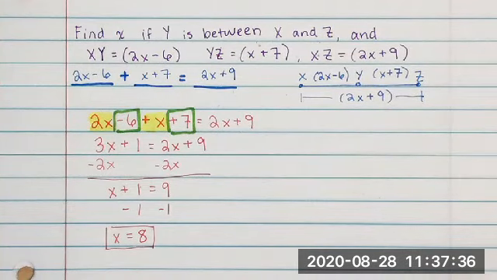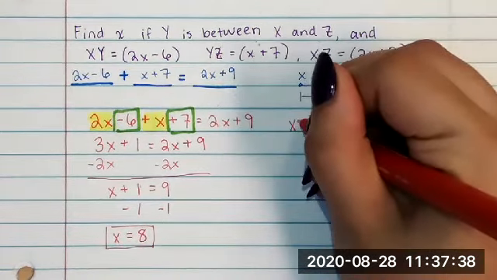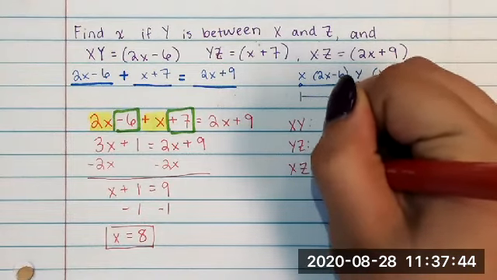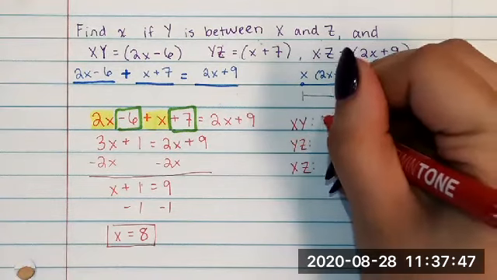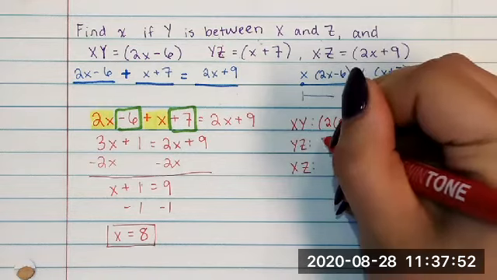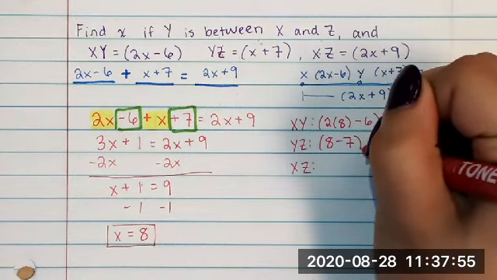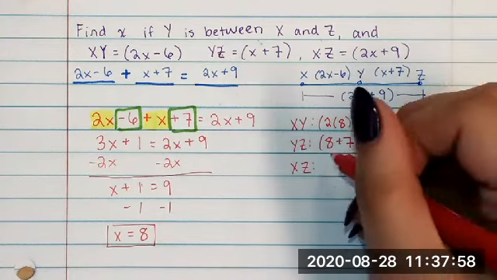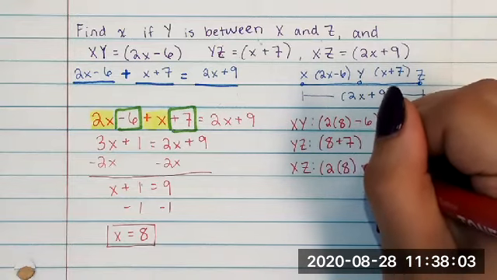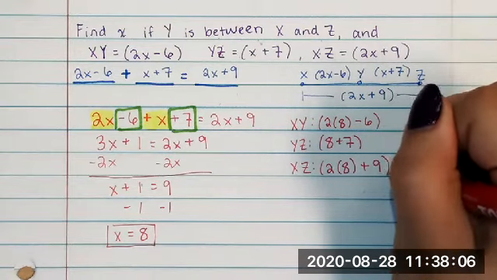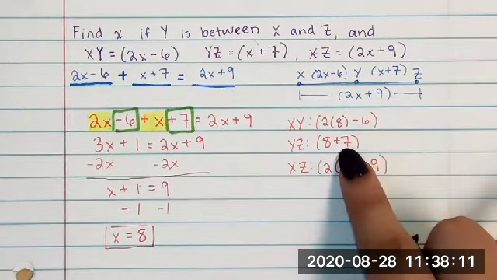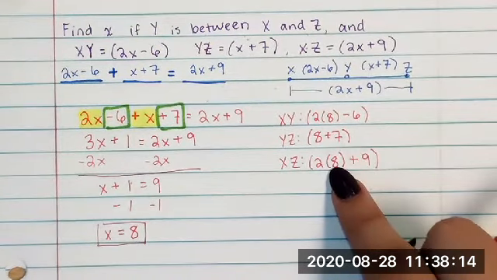Now, the problem like this didn't stop there. It also wanted to know, well, what's xy, what's yz, and what is xz? So we actually had to go in and plug in our variable. So in each of the equations up here, I'm plugging in 8. So 2x minus 6 for xy, x plus 7 for yz, and 2x plus 9.